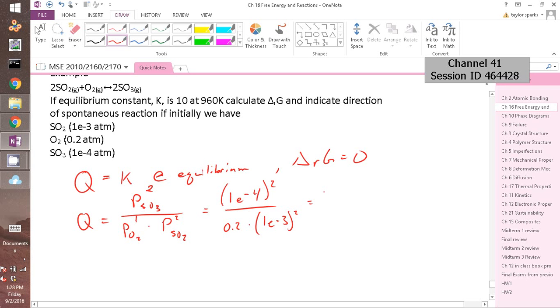What does somebody say, 0.05? That's what I got. Yeah, question? Yes, the exponents are determined by the coefficients of the number of moles. Correct, yeah. So we found out that Q equals 0.05, which does not equal K, which means with those things initially, we are not at equilibrium, okay? So which way will the reaction go?